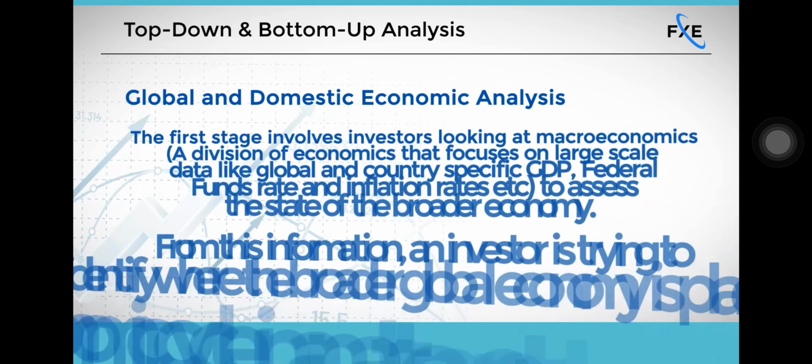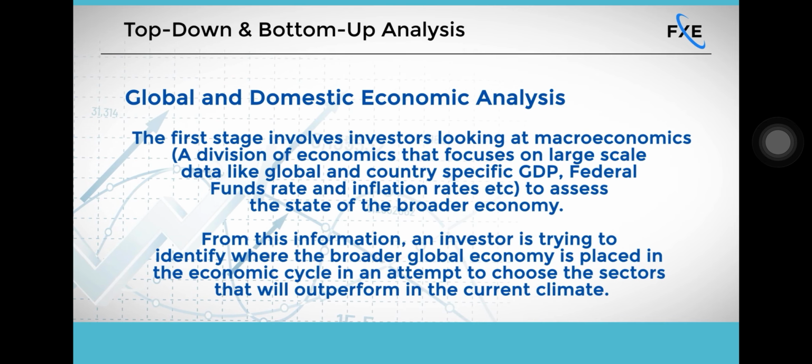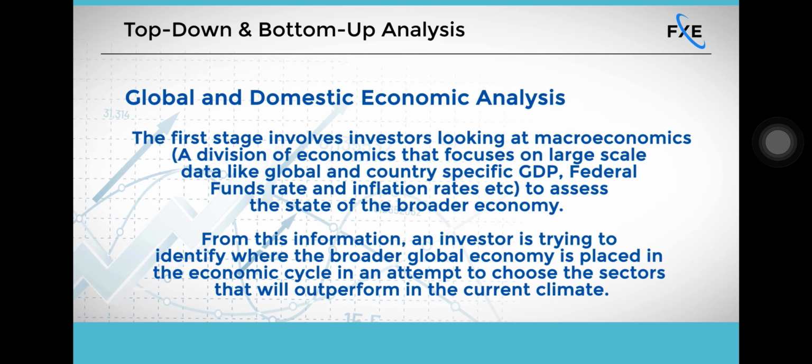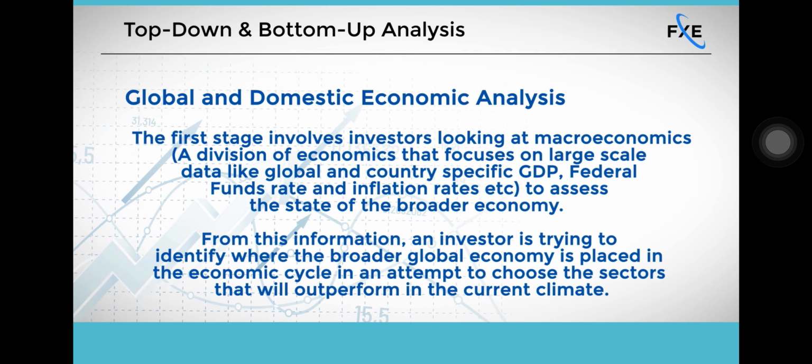The first stage involves investors looking at microeconomics, a division of economics that focuses on large-scale data like global and country-specific GDP, federal funds rates, and inflation rates to assess the state of the broader economy. From this information, an investor is trying to identify where the broader global economy is placed in the economic cycle, in an attempt to choose the sectors that will outperform in the current climate.